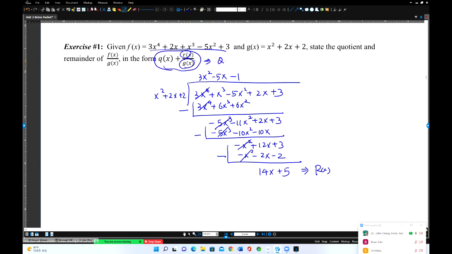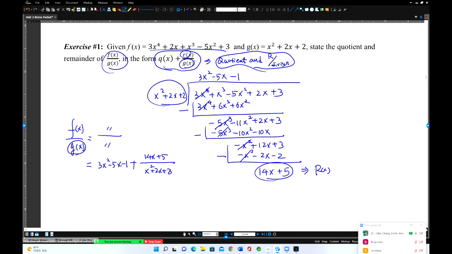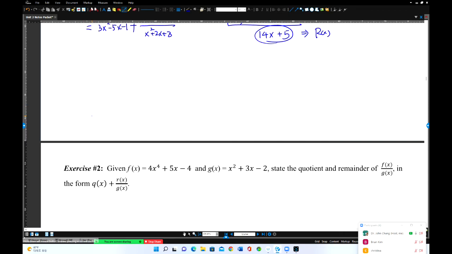That means sometimes we write it as quotient plus remainder over divisor form. Okay? So that form is what you can use. This form is f of x over g of x. Or you can replace the x over here. This is the divisor. Okay, this is the quotient. This one equals 3x squared minus 5x minus 1, and plus, this is the remainder. And we need to keep the divisor there. That's it. We keep the divisor in the denominator. That's why we need the divisor below the remainder. Okay, that's it. That's the same thing.